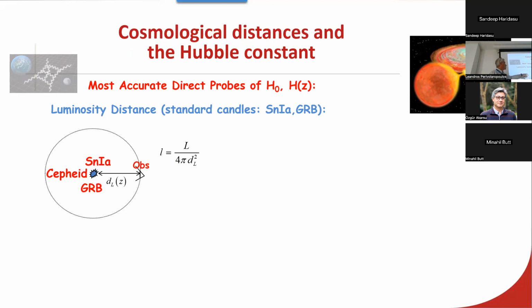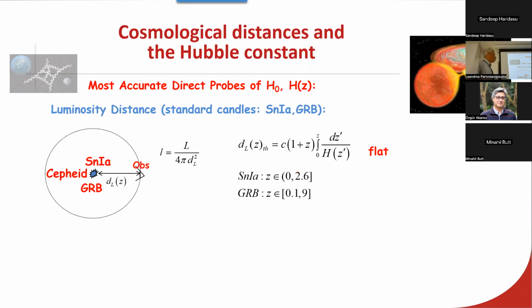So we can have very standard candles. This type 1A supernova, which are seen at very large distance. The Cepheids, the GRB, which are also seen at very large distance. And so we can actually use this measurement. Now, in a flat universe, this luminosity distance in the cosmological setup is related to the Hubble expansion in this way. But in a Euclidean space, of course, it's the usual distance. Now we're in cosmology, so we use this relation there.